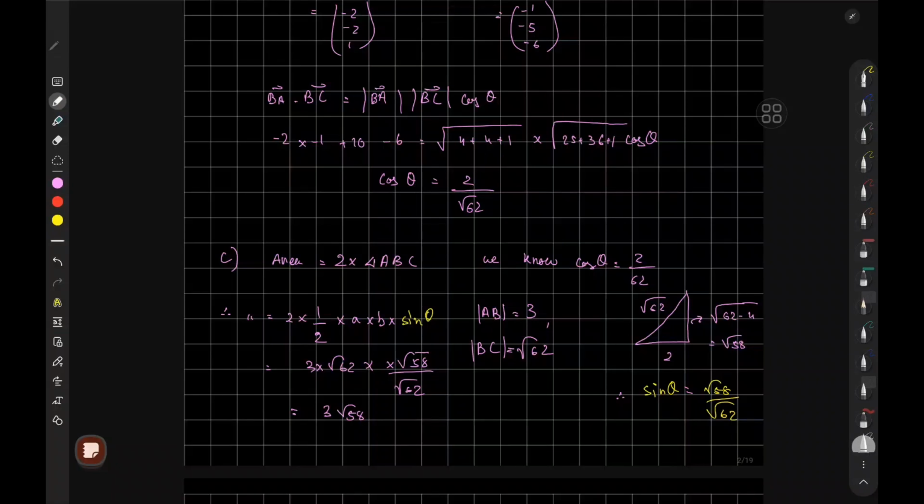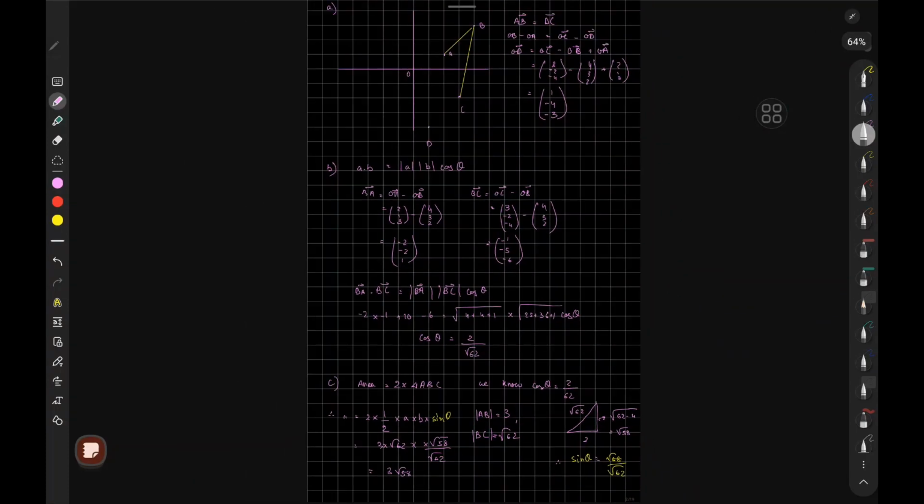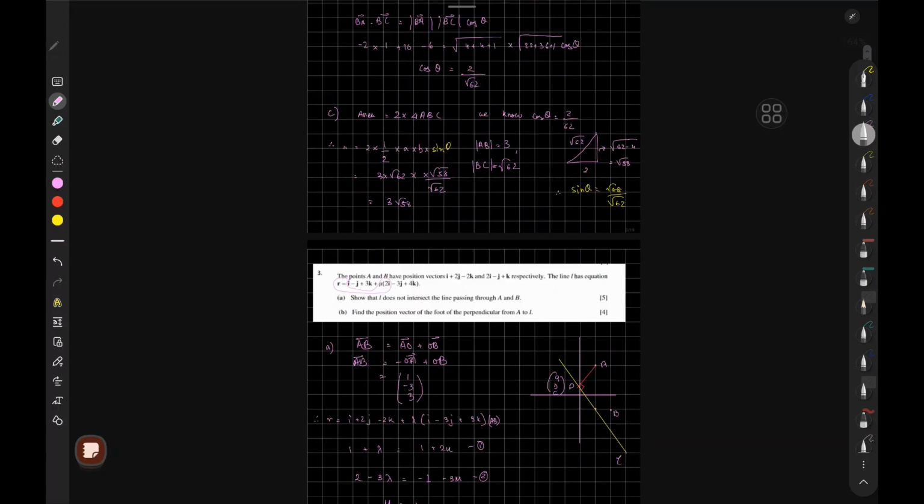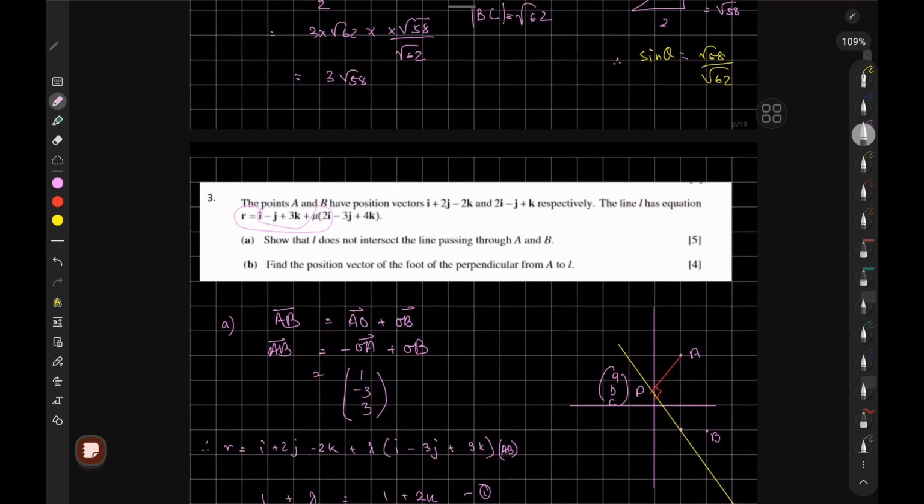Sine theta is opposite over hypotenuse, and this is your sine theta value. So you simply plug this in. Great. So that is how you get the area. If you simplify, you're going to get 3 times root 58. Nice. So that is your question 2. Let's quickly move on to question 3.